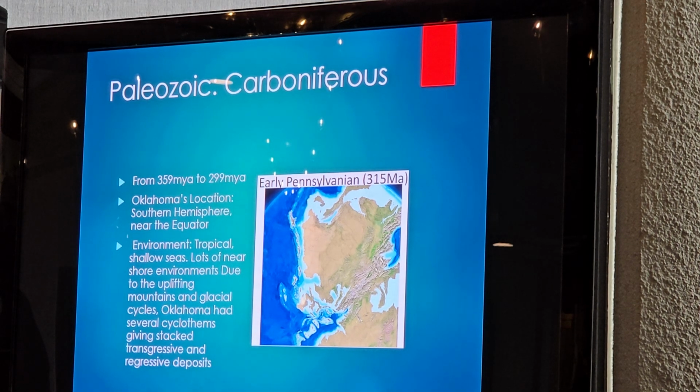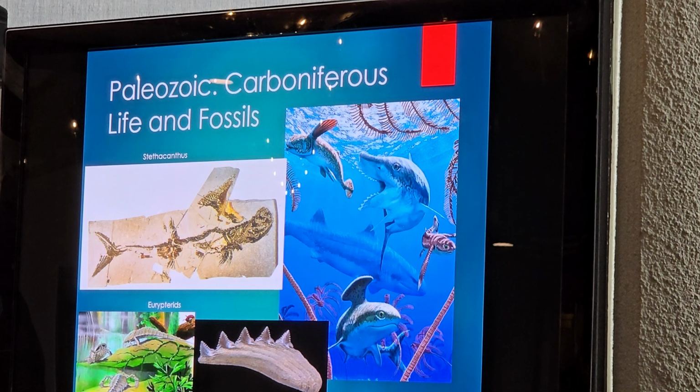Carboniferous is what's mainly relevant for the Tulsa area. Carboniferous is both the Mississippian and the Pennsylvanian, and we are entirely Pennsylvanian in the Tulsa area. So this ran from about 359 million years to 299 million years. Again, we're kind of in the southern hemisphere, a lot of shallow seas, and of course this is the time when we saw the massive swings in the glacial, or the temperatures in glaciers. So sea level would rise and fall dramatically, and that's why we got the cyclothem deposits that we have today.